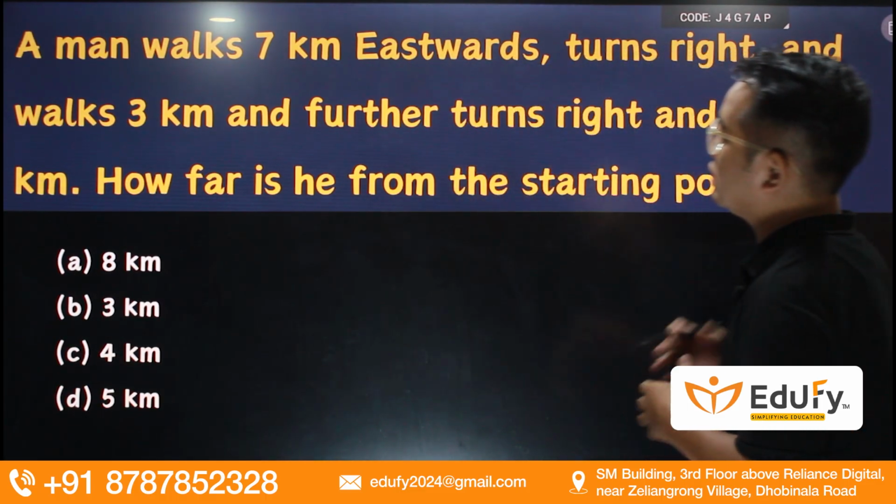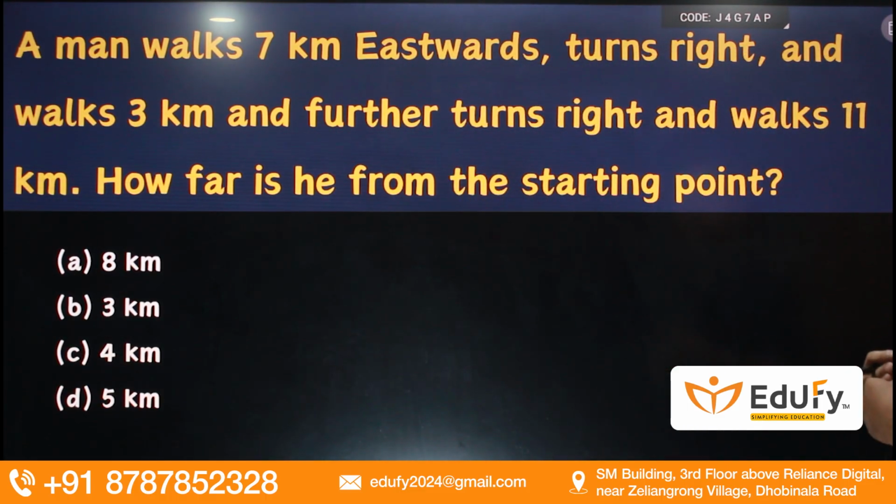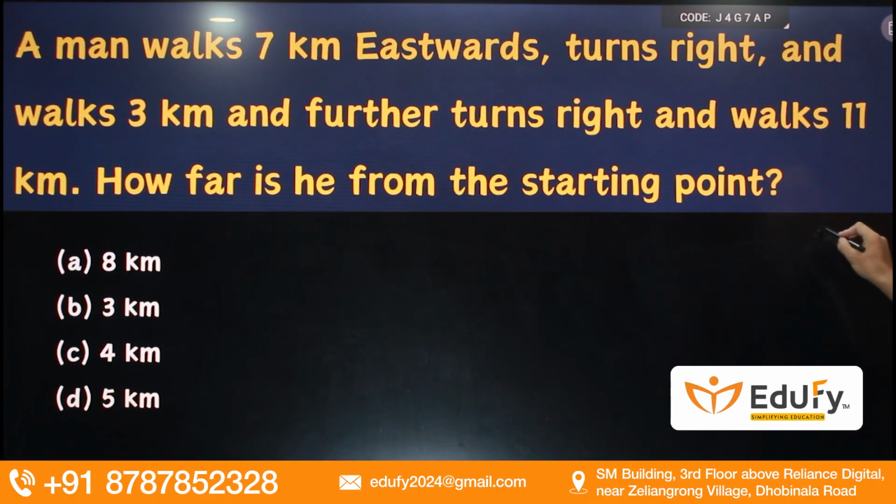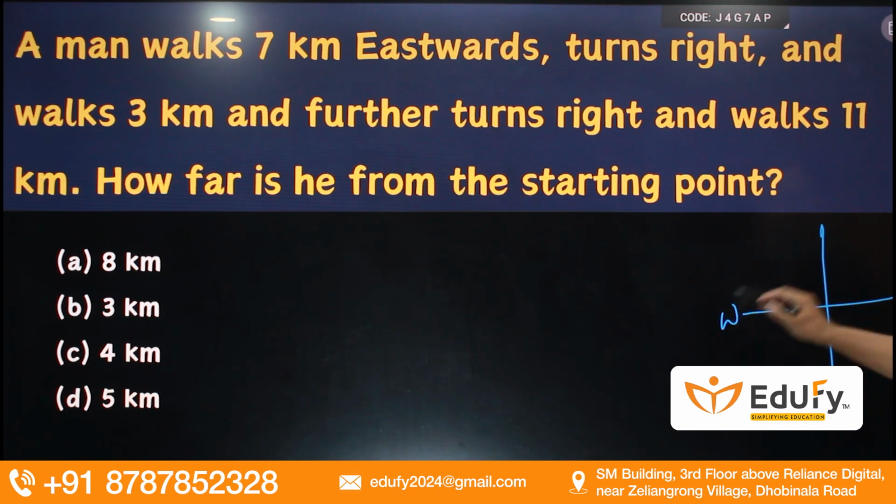A man walks 7 kilometers eastwards, turns right and walks 3 kilometers and further turns right and walks 11 kilometers. How far is he from the starting point? So we will have to start walking eastwards. Like in the last class we discussed, these will be your directions: east, west, north and south. So accordingly we will try to find the direction with this.